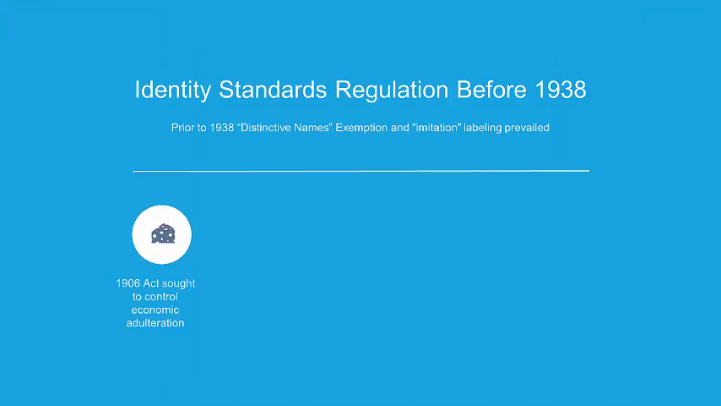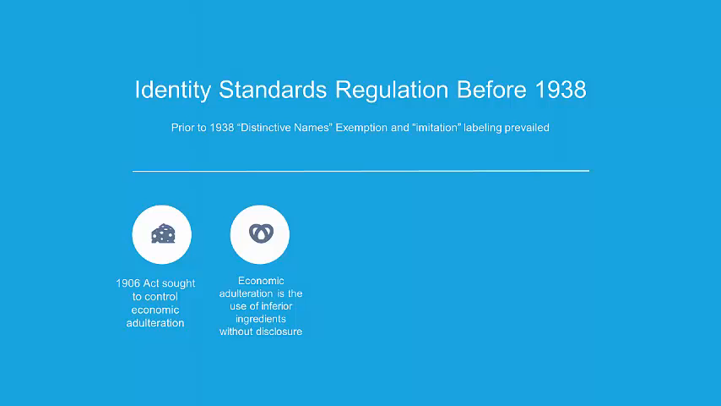So one of the first things we'll talk about is identity standards, standards of identity, referring to the same thing. And as you recall from the Intro to Food Law course, we talked about this a lot in the context of economic adulteration, and that was the primary purpose, the primary corrective measure in the 1938 Act with this concept of standards of identity. In the 1906 Act, there was a control of economic adulteration, which is essentially the use of inferior ingredients without disclosure.